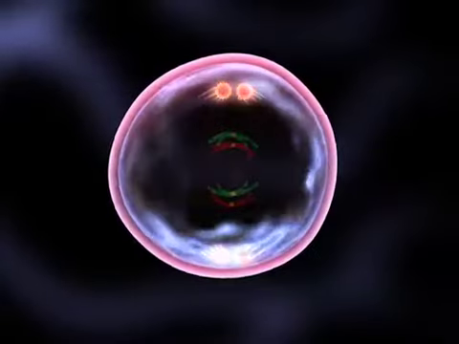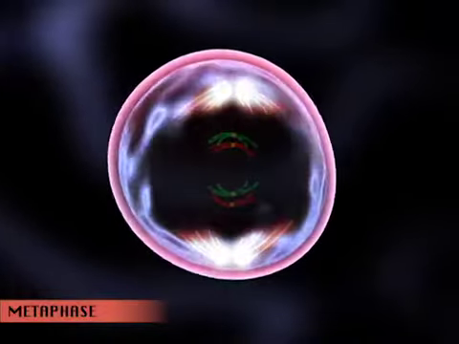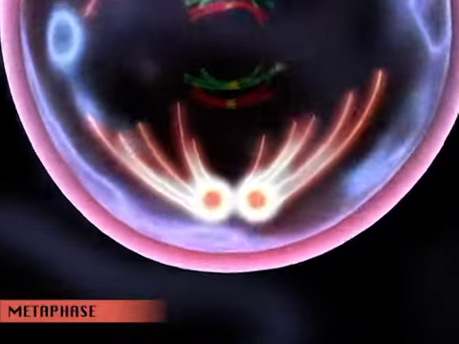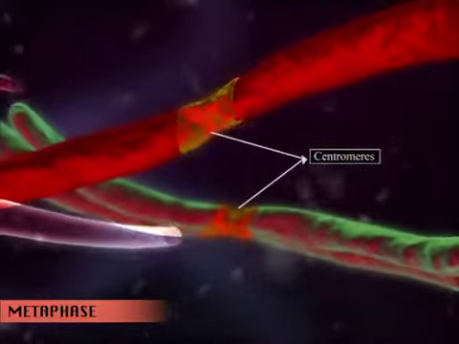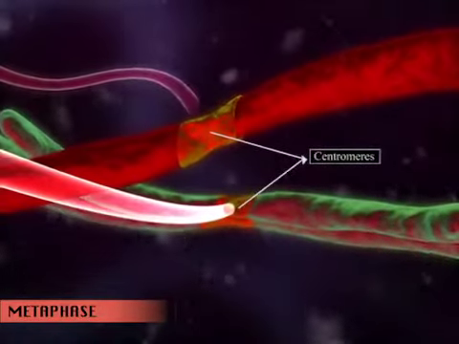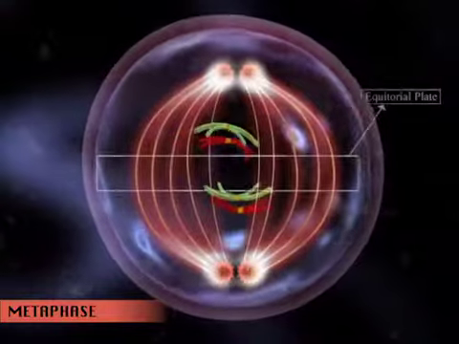In the next stage, known as the metaphase, spindle-like structures from the centrioles attach themselves to the centromeres of the chromosome and align the chromosomes at the equatorial plate.